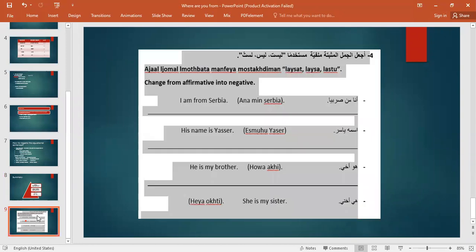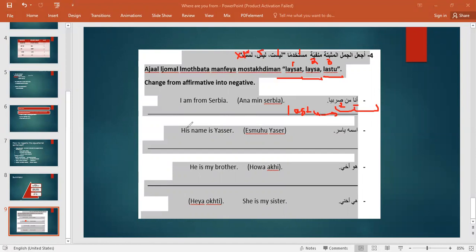Now let's apply a question that we might have in the homework, which will be graded. This will be part of the worksheet, but this homework is graded. What do they say? Change from affirmative into negative, meaning change from a positive statement into a negative statement. I am from Serbia. Here we have lestu, laysa and laysat. I am from Serbia: we have Ana, من Serbia. What do we always use with Ana? We use lestu. So here we take lestu, which is the third choice.